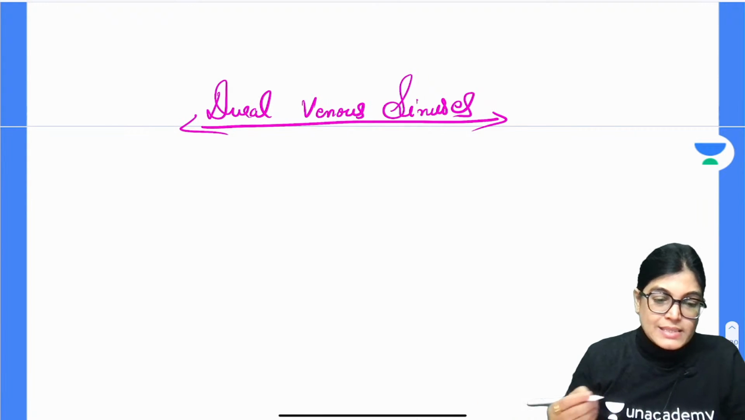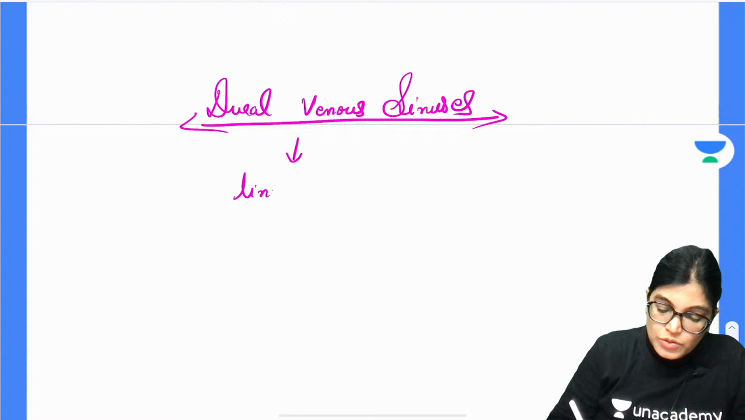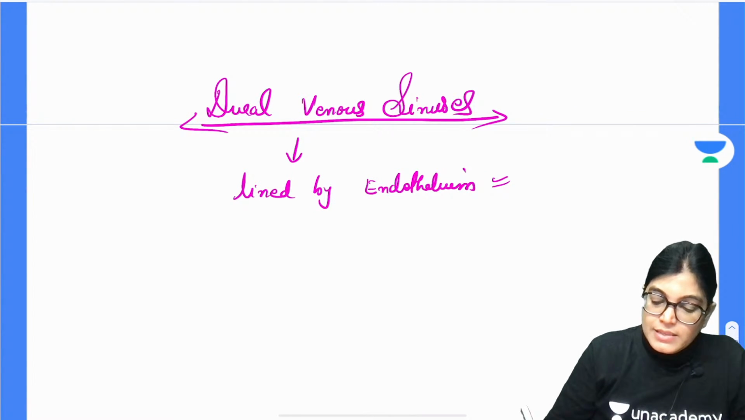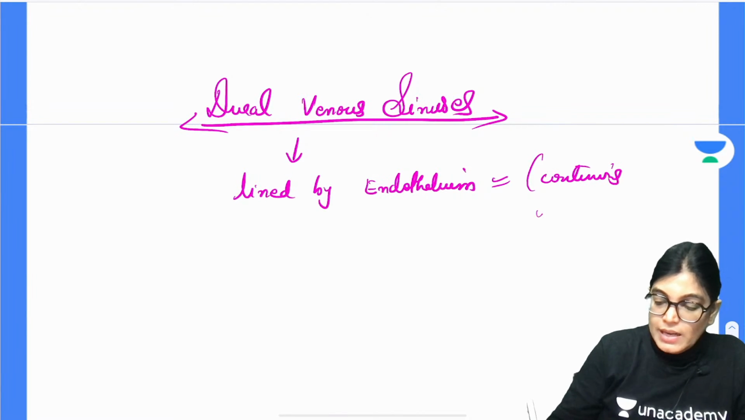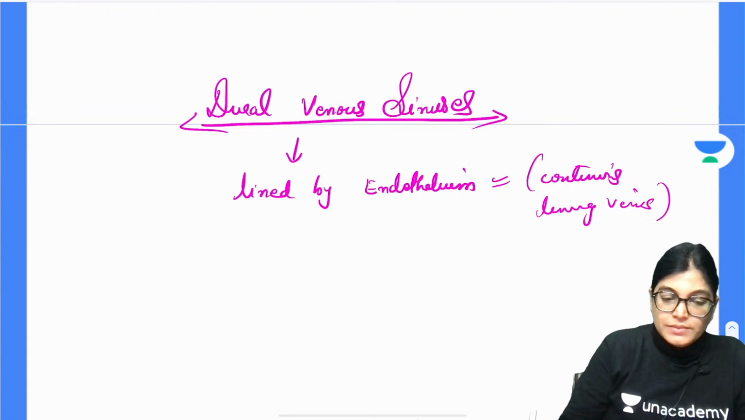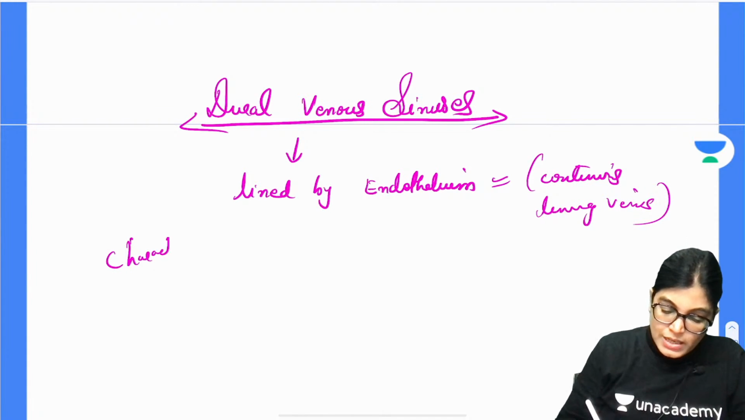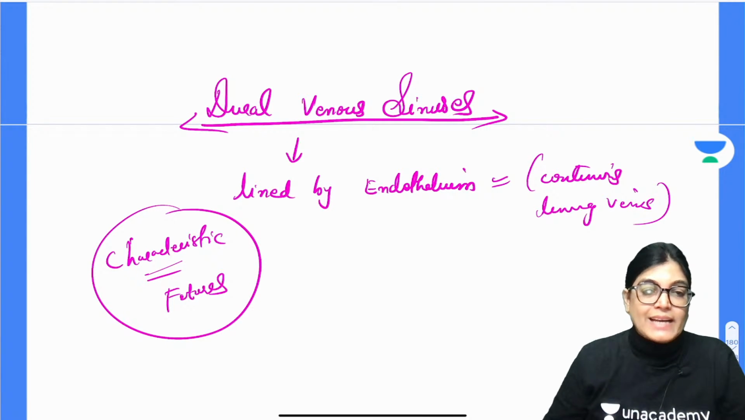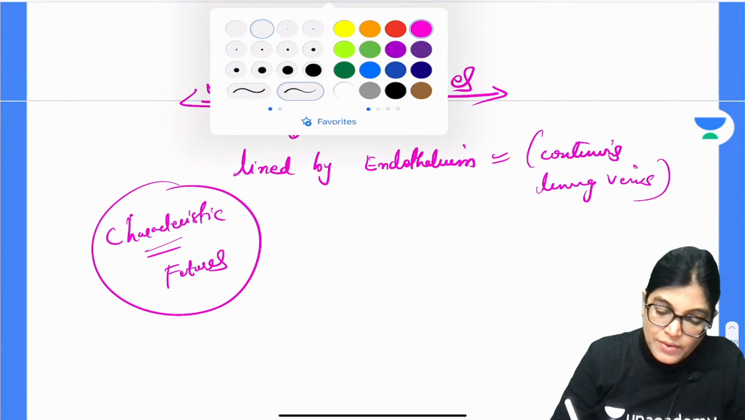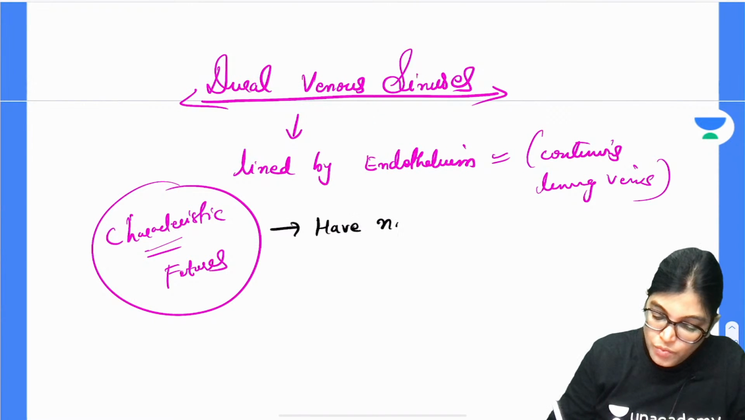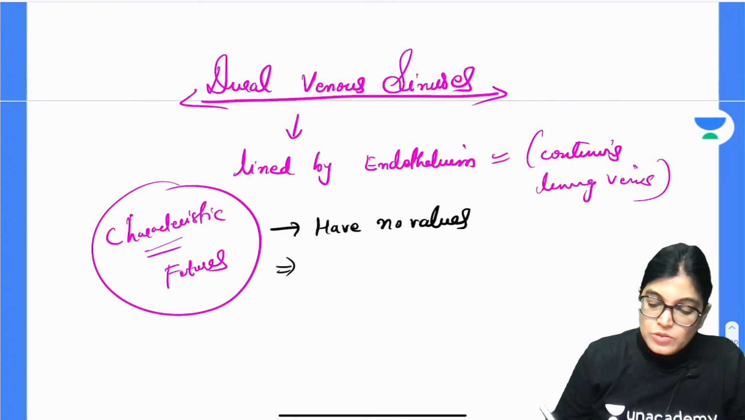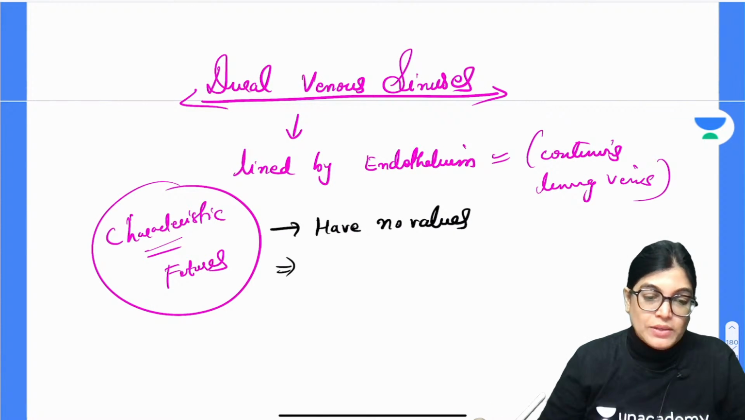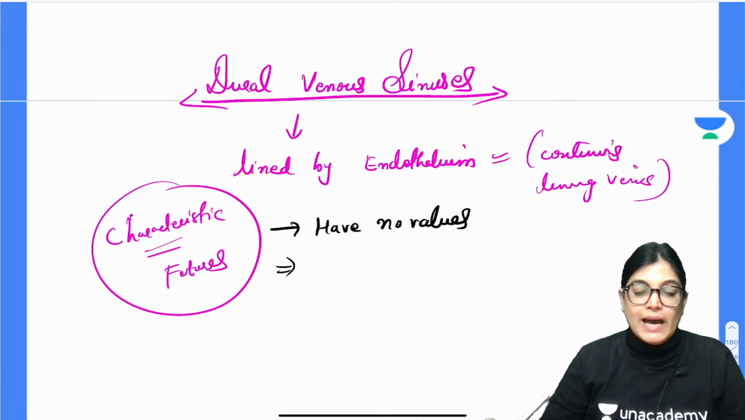So, the features of dural venous sinuses. They are lined by endothelium, and this endothelial lining becomes continuous with the lining of the veins. An important characteristic feature of the dural venous sinuses is that they have no valves. That means blood can flow in either direction.